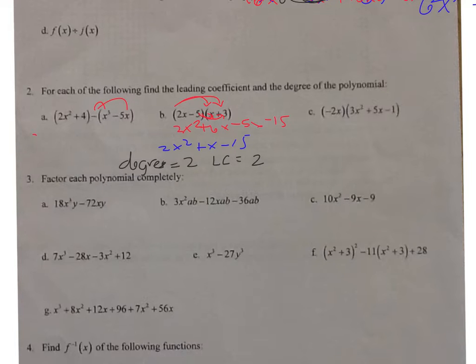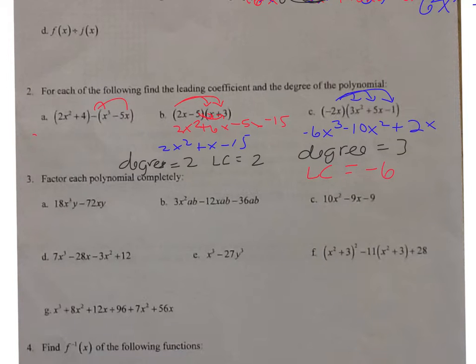C is another one I have to multiply. So it's negative 2x times 3x to the second is negative 6x to the third. And then I have negative 2x times 5 is negative 10x squared. And negative 2x times negative 1 is positive 2x. So my degree is equal to 3. And my leading coefficient is equal to negative 6.